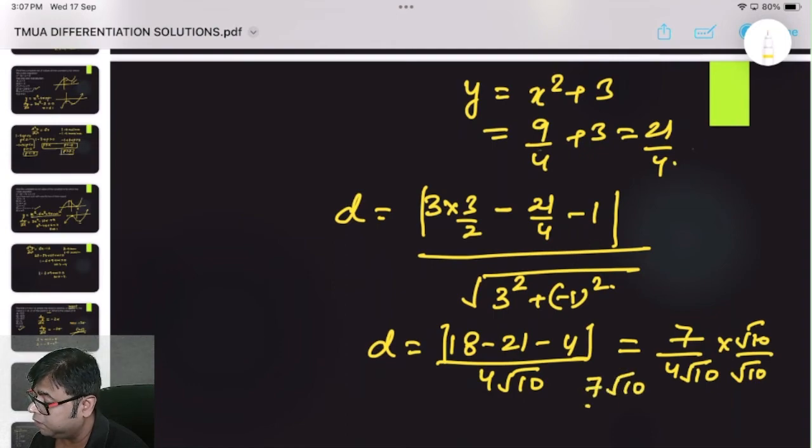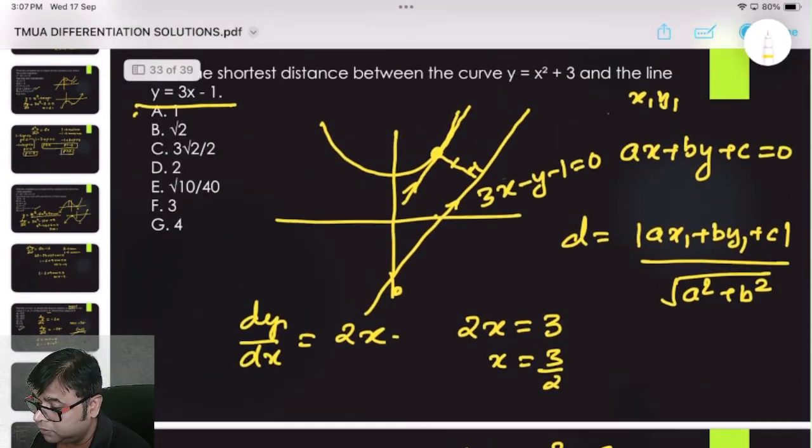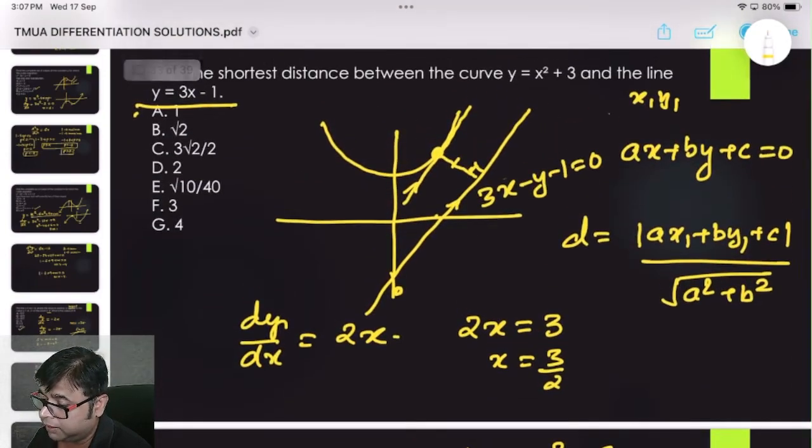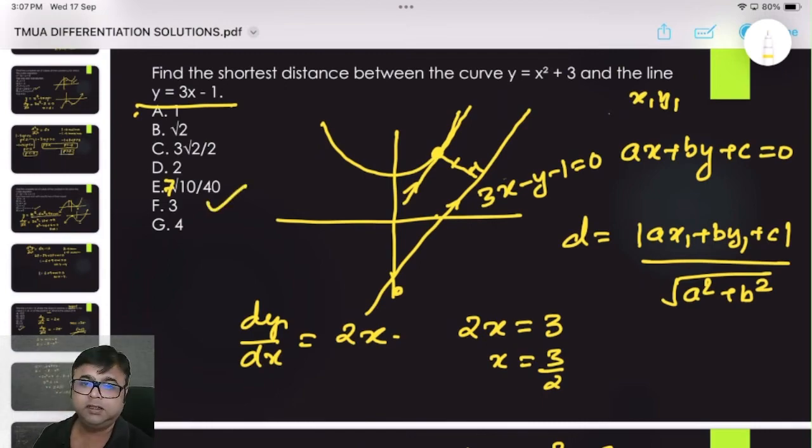7 root 10 by 40. Or yeah, if I look at the options, I think there's a slight mistake. This is a misprint. 7 root 10 by 40 is the correct answer, which is E. So this is how we can find it. It's very important.